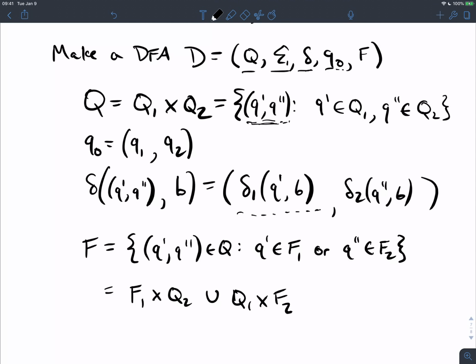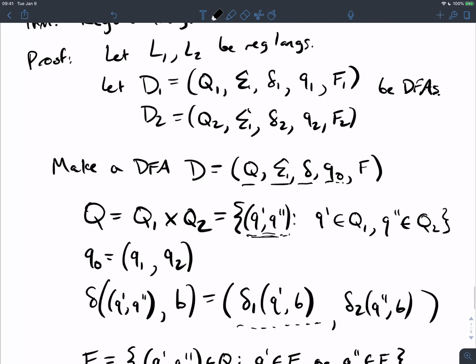Let's see. Other question, yeah. So if we're able to get, if D1 is able to get to D2's final state, then that means that... That's not possible. So we'll insist that Q1 and Q2 have nothing to do with each other. So they're just disjoint machines to keep things easy. Other questions?